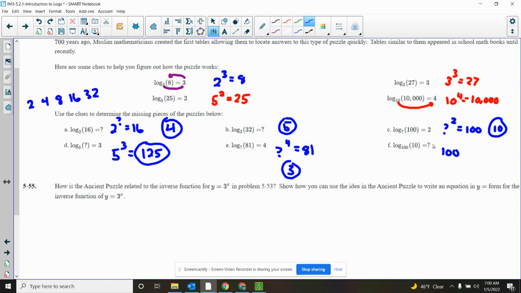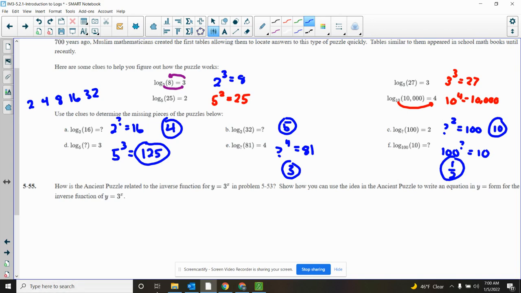And then lastly, 100 to what power gives us 10? Notice this time that the number got smaller. So it's not going to be a whole number power that makes this happen. So instead, I need to think about the relationship between 100 and 10. And in terms of powers and roots, 10 is the square root of 100. Well, think about that discussion we just had. When we did a 4th root, it was the same as a 1/4 power. So a square root is the same as a 1/2 power.